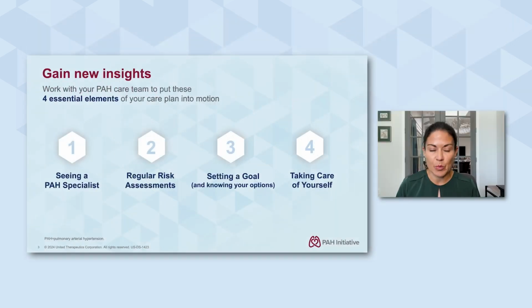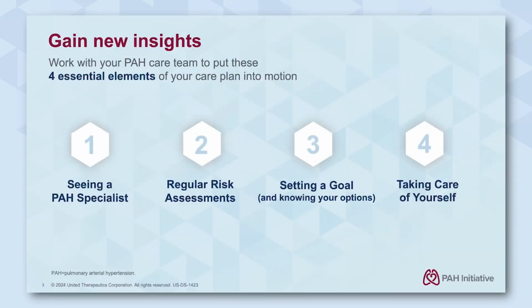I think we have a really fun broadcast today because we're going to talk about how we might be able to gain some new insights when you're working with your PAH care team. There are 4 essential elements of a care plan that we can put in motion. First, we're going to talk about just seeing a PAH specialist. Next, we're going to move into how regular risk assessments are meaningful and essential. Third, we'll talk about setting a goal. This is all about knowing your options. And fourth, we're really going to round it out with how you can take care of yourself.